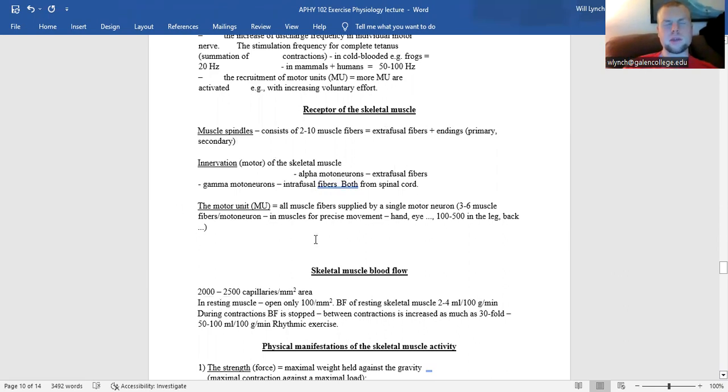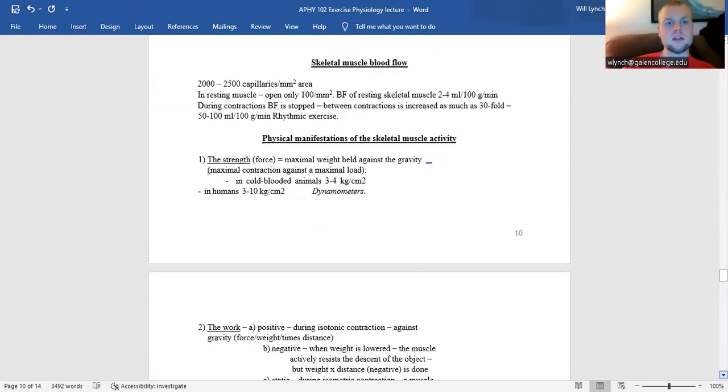Motor units are going to be the functional portion. Okay, so a motor unit is going to be one motor neuron and all of the muscle fibers that motor neuron innervates. So this can be anywhere from 5 muscle fibers for a motor neuron to 1,000 muscle fibers for a motor neuron. It's going to be dependent highly on where you are, what type of muscle you're in, and what that muscle's function is.